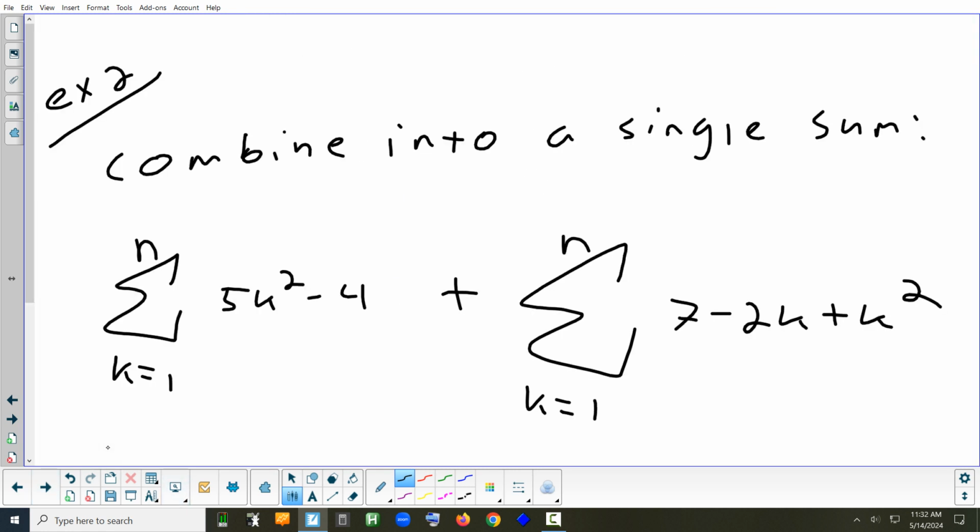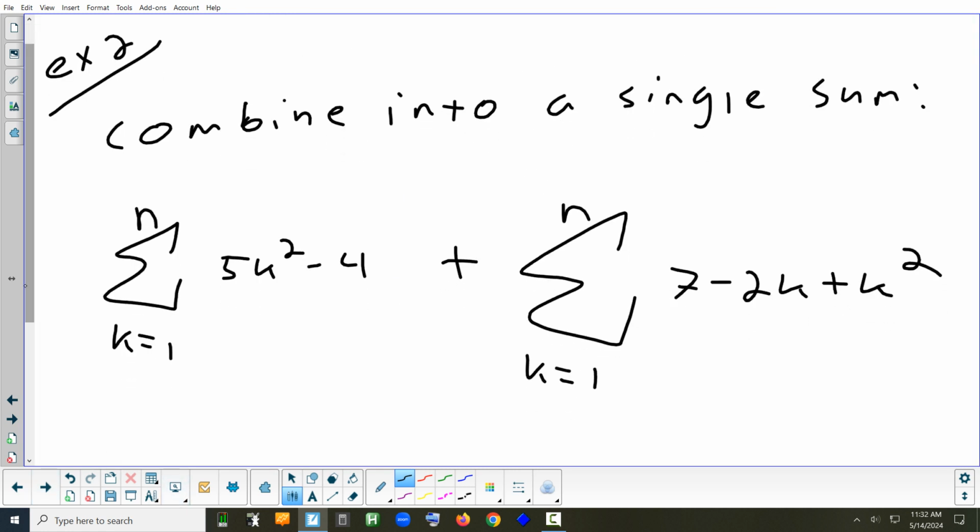All right, so let's try this one. First of all, looking at that problem, can these sigmas be combined together? Yes. Yeah, because they start at the same spot, they stop at the same spot. Think of this as like your a sub k, and think of this as your b sub k.